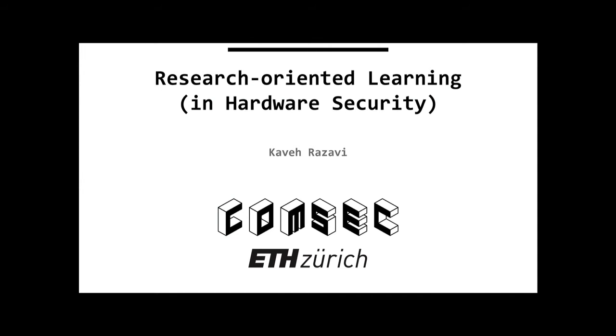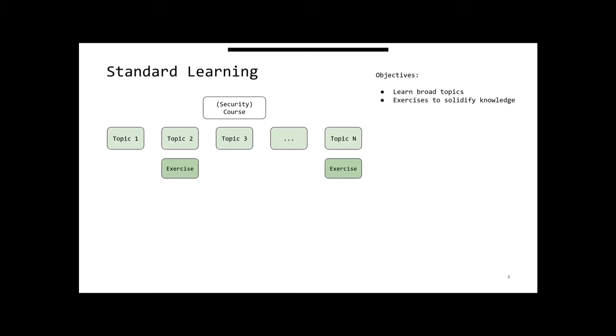So the type of research that was being published was very much on the research front of things. Back then I was thinking, okay, how can I get the students excited about this so that we could do more research in this area? And of course, you might ask, what is the difference between this research-oriented learning with hardware security and normal standard learning?